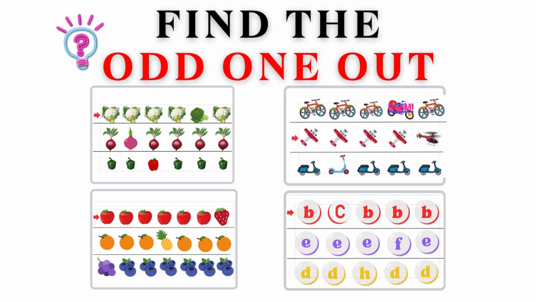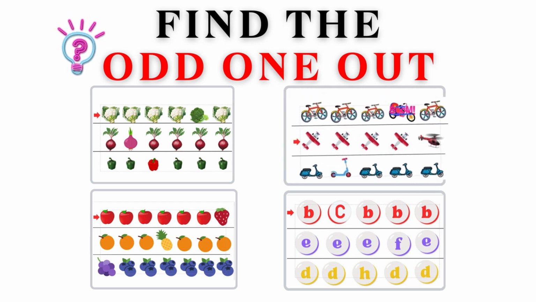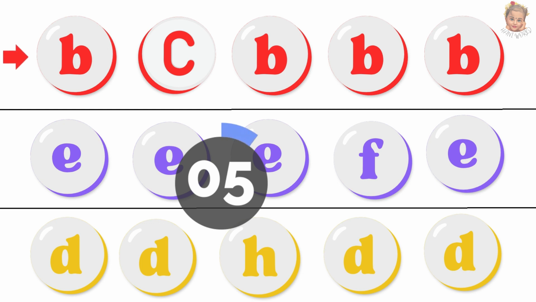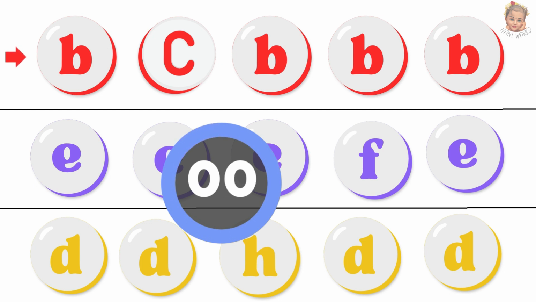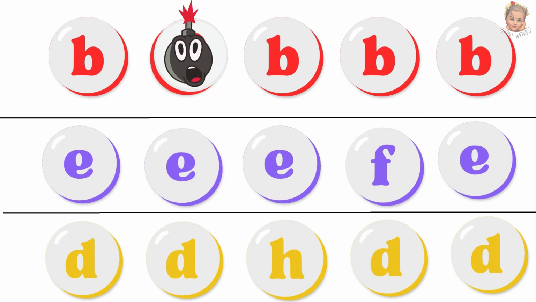இன்னைக்கு நம்ம பார்க்க போறது odd one out. First question. Find the odd one in the first row. Answer is C. C is the odd one in the first row.